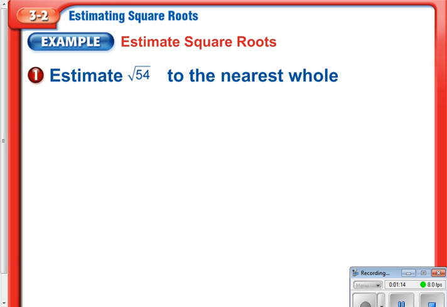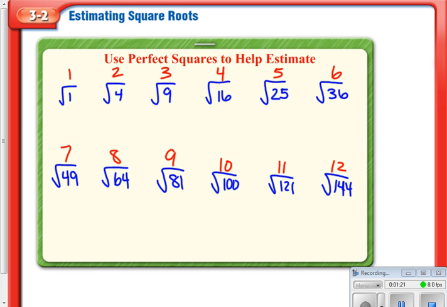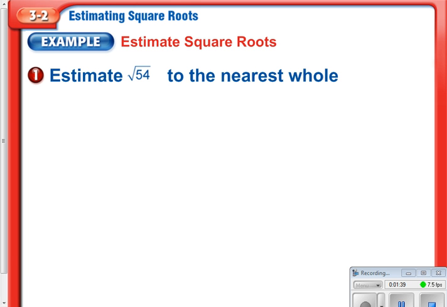So our first example says estimate the square root of 54 to the nearest whole number. Well, if you look back at your square root page, 54 would come right in here. The square root of 54 is between the square root of 49 and the square root of 64. So on this next page, I'm going to write what they would be between. Here's the square root of 49, here's the square root of 64. This would give us 8, this would give us 7.